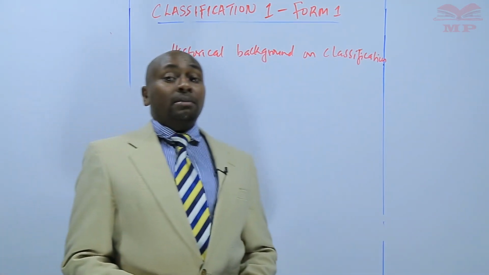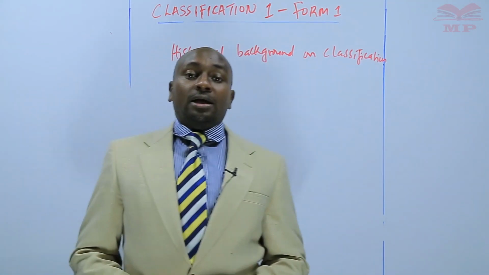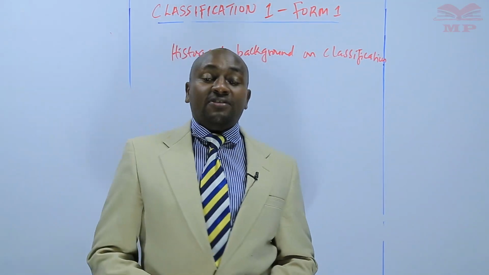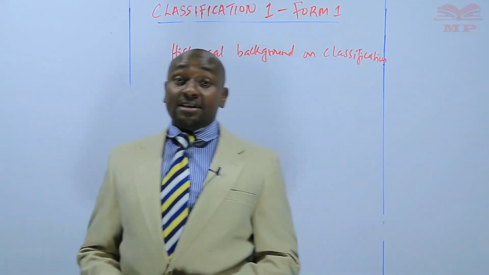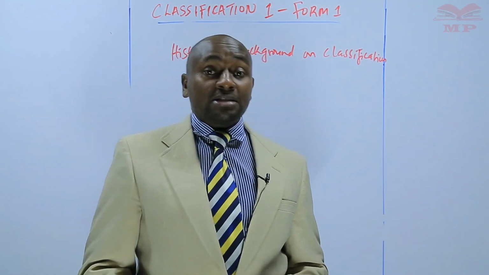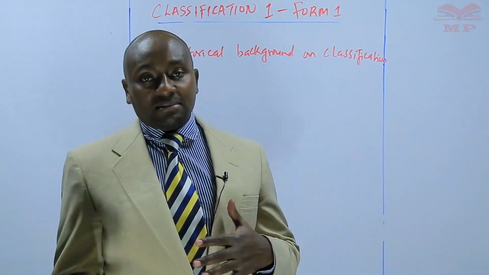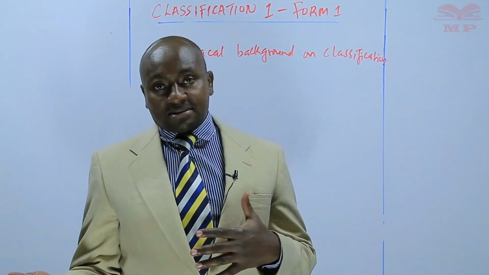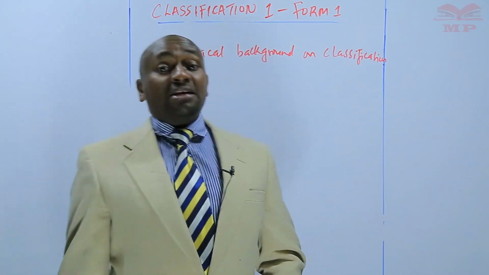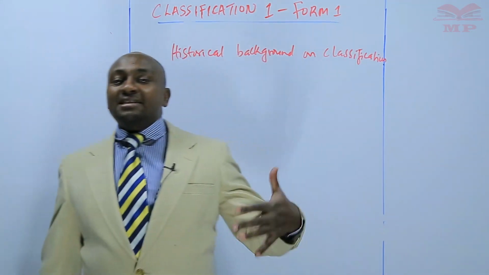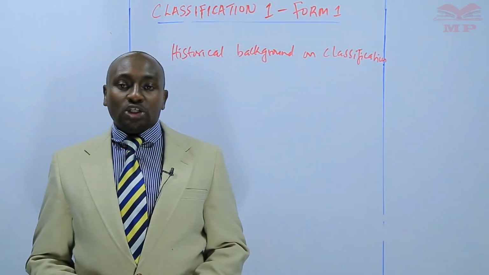However, in the modern classification, this one has changed, and this classification is now based on similarities and differences in characteristics, whereby it is believed that if organisms have very many similar factors, or if they have so many factors in common, then it means that they may have had a common ancestry or a common origin. So that is what modern classification is all about.